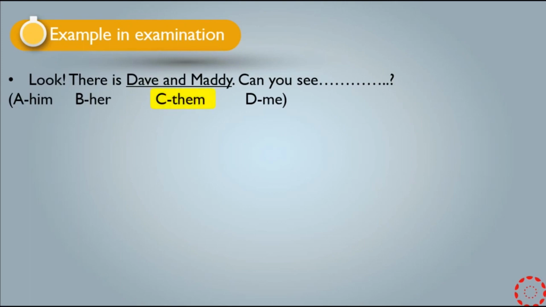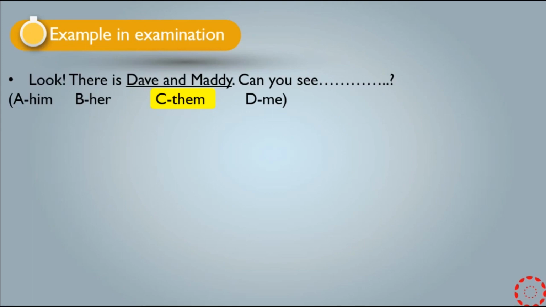Look, there is Dave and Maddie. Can you see them? You cannot say him. Him is for a boy. Her is for a girl or female. Me is the object pronoun of I, and them is the object pronoun of they. So you have to know that Dave and Maddie means they.